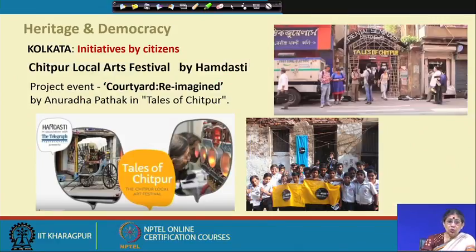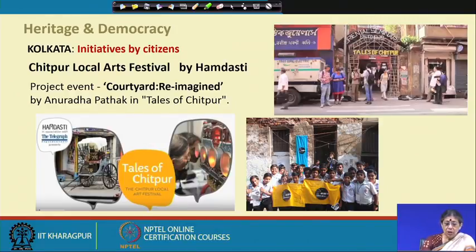But what is also important is not only the people who are interested; art also has a very important role. We have seen in various parts of India how artists are also coming. One of these initiatives by citizens, which I can give as an example, is the Chitpur Local, in North Calcutta, where there are old buildings.